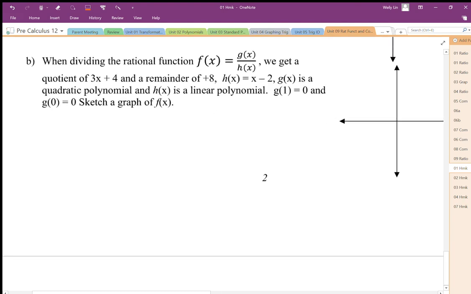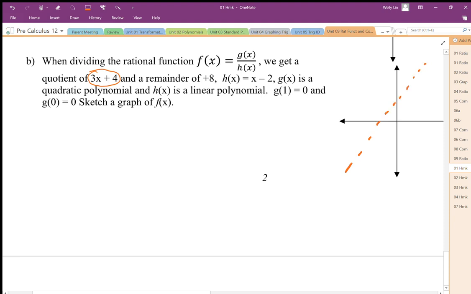So first of all, we're going to look at the quotient. The quotient of this division, when we do this long division, will end up being the slant asymptote. So we have 3x plus 4 as our slant asymptote. I'm just going to sketch that in. We have 3x plus 4 here.